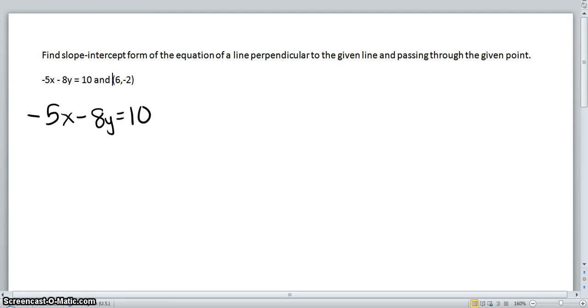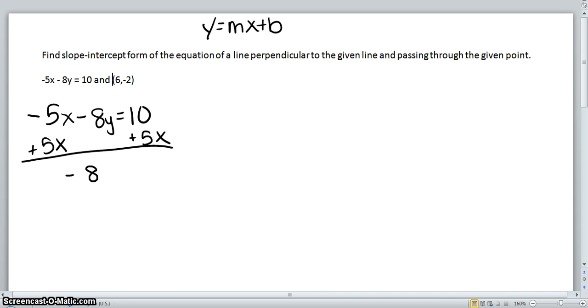Okay, so to find the equation of a line for this particular problem, we're going to put this equation in slope-intercept form. Slope-intercept form means that it's going to be y equals mx plus b. So to rearrange this, we're going to add 5x. Now the reason you're adding is because a negative and a positive will cancel out. Whatever you do to one side, you do to the other side.